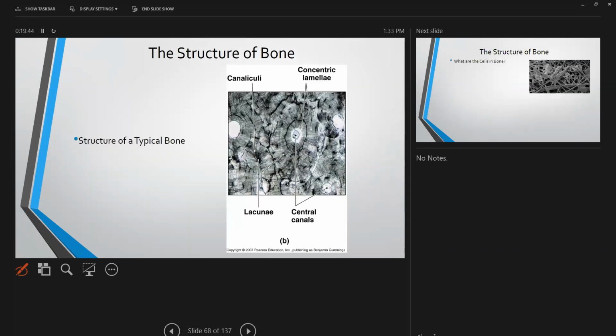The structure of the bone is really typical here. We can see the lacunae, which are the internal portions, and then these concentric lamina, which are these circulating layers of bone that kind of finally go into this centralized canal.